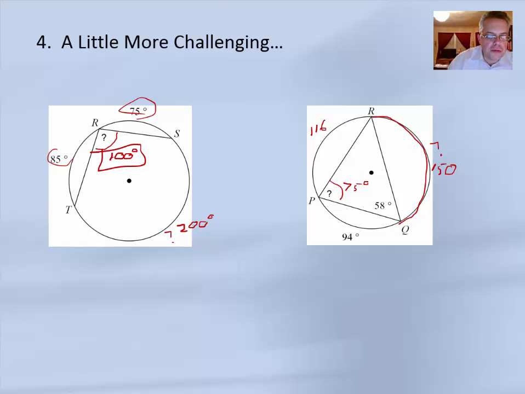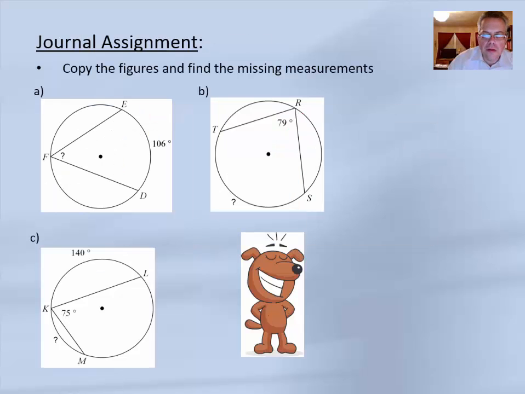Okay, it's journal time. So let's take a look here. We have just 3 problems for you. So I want you to copy the figures in your journal. Sketch the circle and the angle as best you can, and put in what they give you, and find the missing angle and circle it. Okay, so we know which part was the answer. So here you're given the arc, got to find the angle. Here you're given the angle, got to find the arc.